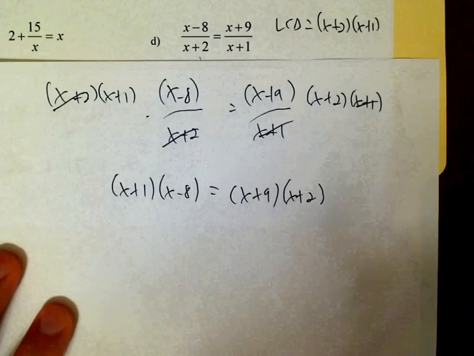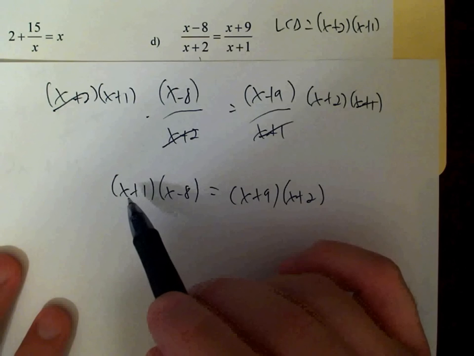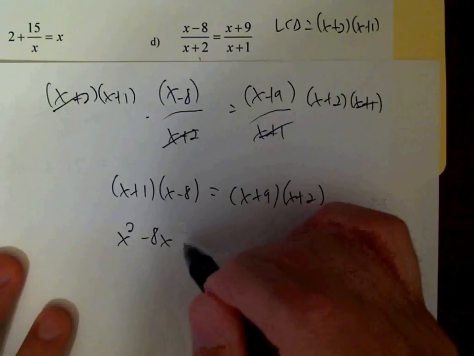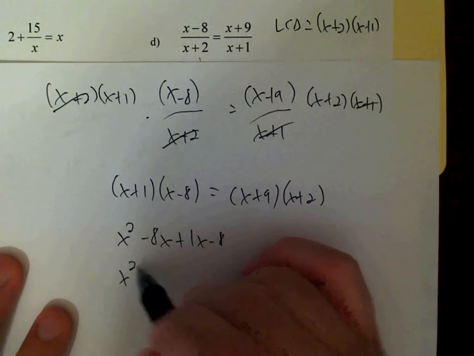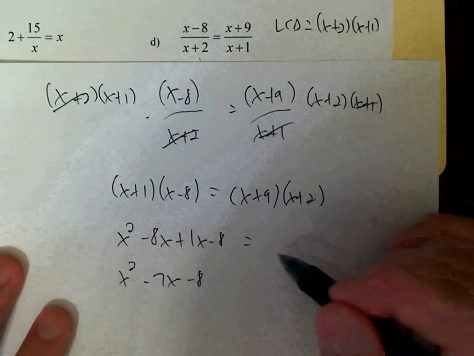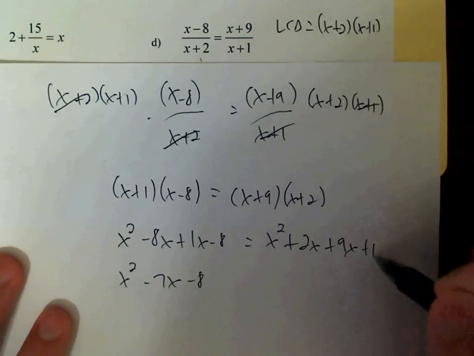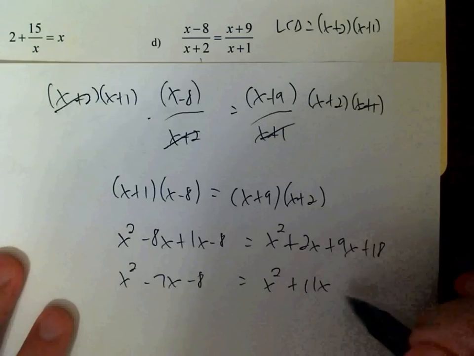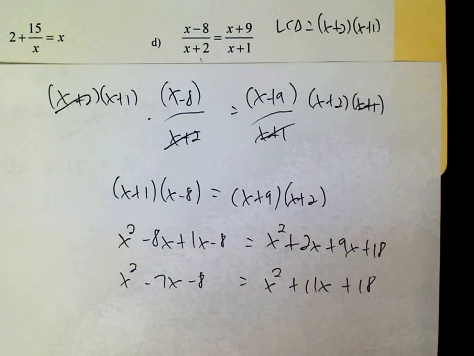What we're going to do is multiply everything out on both sides. So this, x plus 1 times x minus 8, we'll get x squared minus 8x plus 1x minus 8. Just staying on the left side, you get x squared minus 7x minus 8. Now let's do the right side. You get x squared plus 2x plus 9x plus 18. Combine like terms, we get x squared plus 11x plus 18. And now let's solve for x.